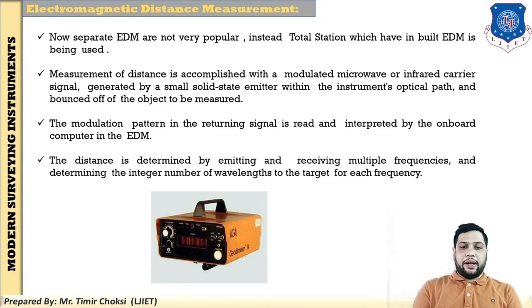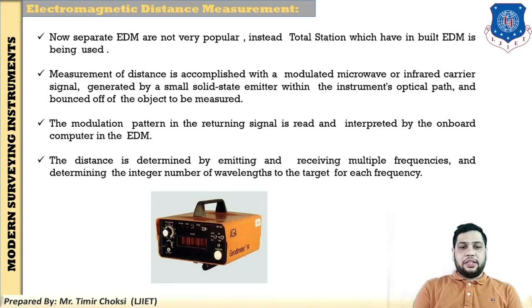Now the distance is determined by emitting and receiving multiple frequencies and determining the integer number of wavelengths to the target for each frequency. So how do we find the distance? You know that first the wave is emitted, then received by multiple frequencies, and the integer number of wavelengths is determined. You know that when the wavelength is smaller, the frequency is high, and when the frequency is lower, the wavelength is longer.